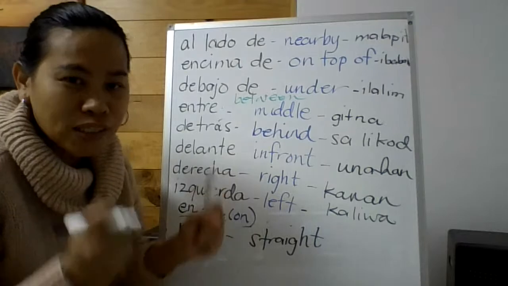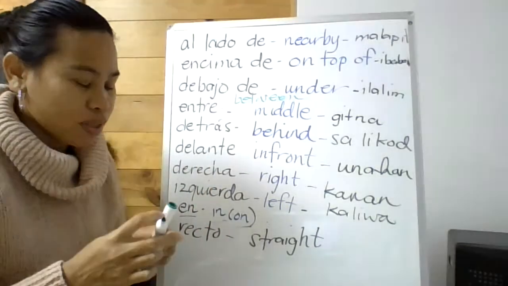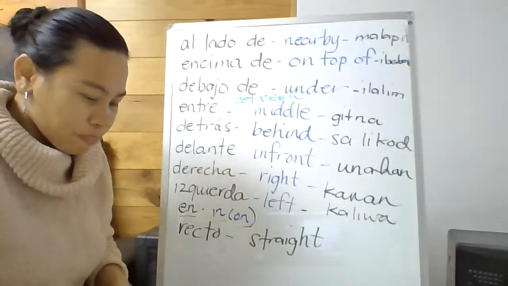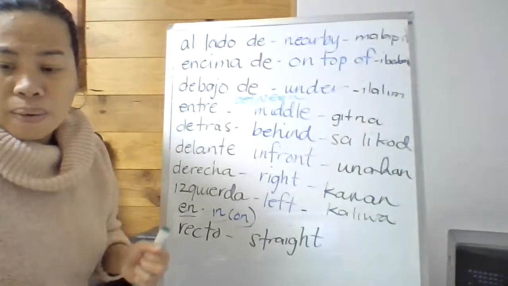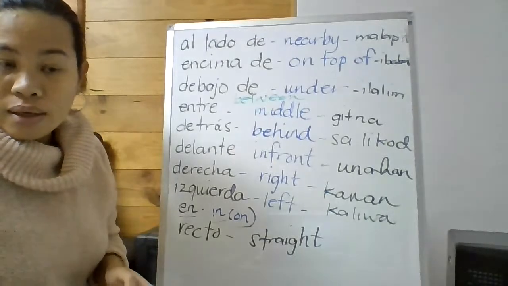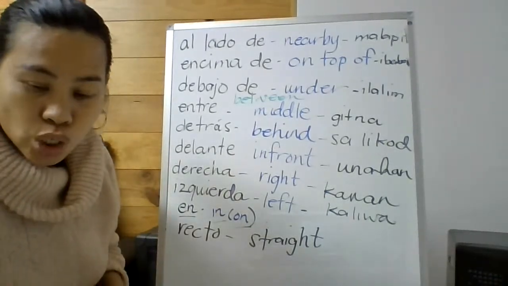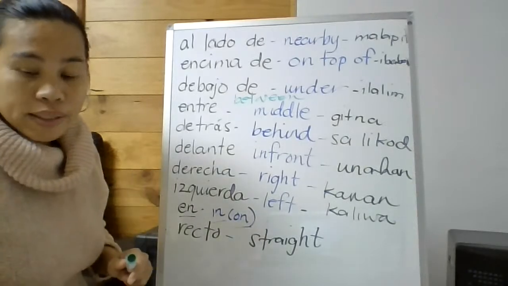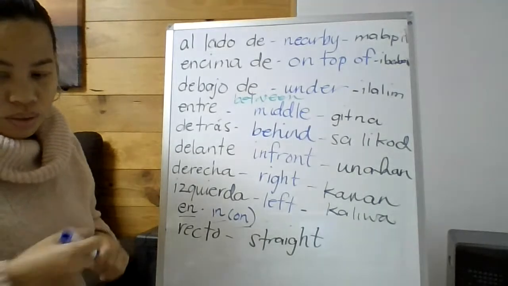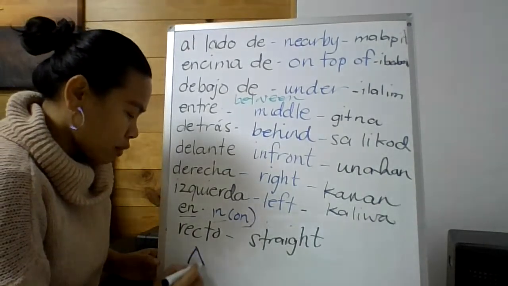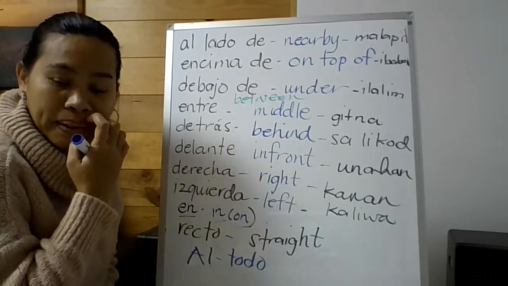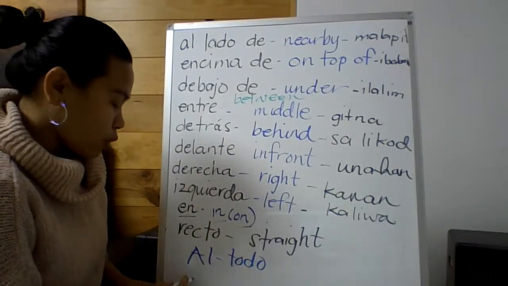So, for example, estás conduciendo, you are driving, then you will just say, todo recto, like straight, straight, straight. Okay? And then, we are going to have this preposition. Okay? So, for example, al lado is para todo. ¿Vale? And then, masculino del.